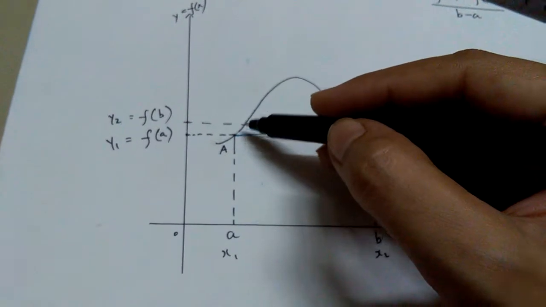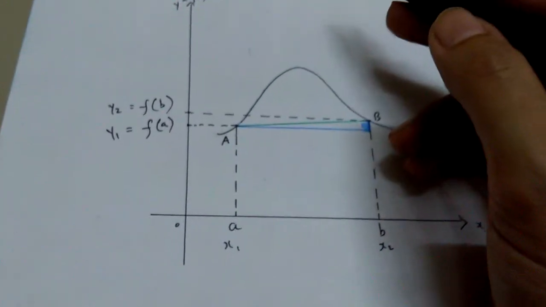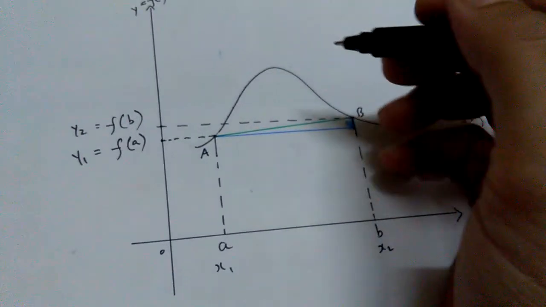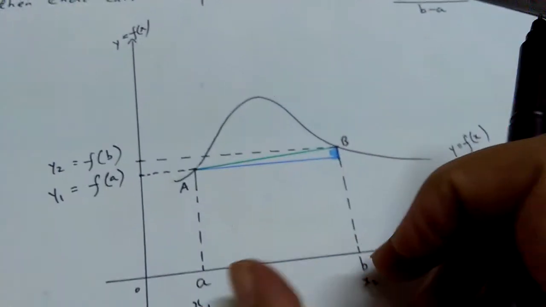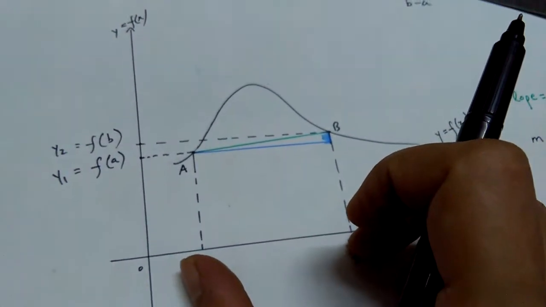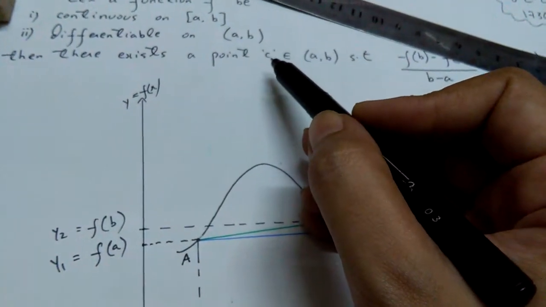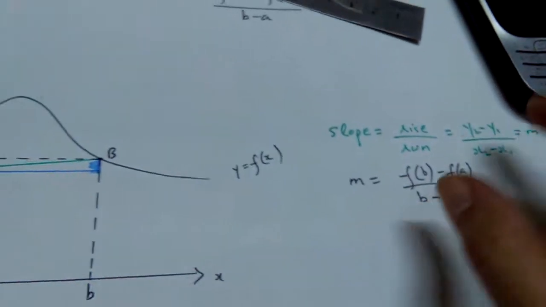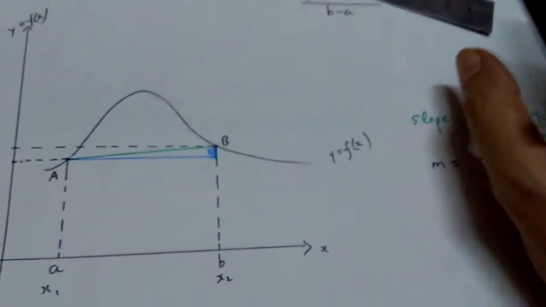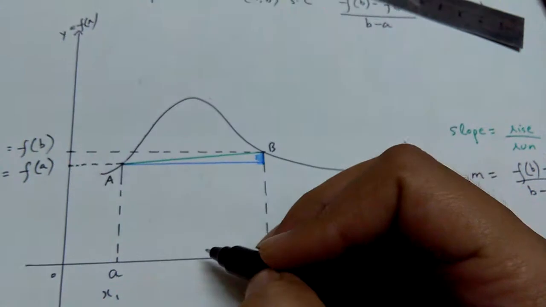So it is differentiable, in other words. It is continuous, it is differentiable, then there should exist at least one point C within this interval such that the slope of the tangent line at this point of tangency should be exactly equal to this slope. That's what your mean value theorem says. So let us try to figure out, are we really having some point C over here which is satisfying this condition?